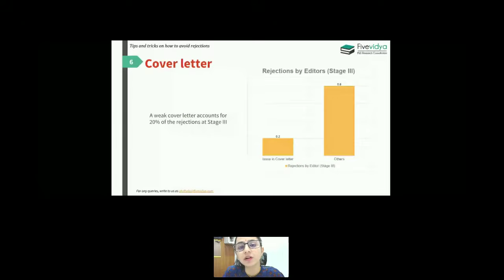Next comes the point of a cover letter. A cover letter is a very important part of your submission. It leads to almost 20% rejections at stage 3, because the chief editors do not have much time, and they can judge your paper by your cover letter. If you do not give a good cover letter, they can reject your paper right there. So you should be very careful while preparing a cover letter for your submission.